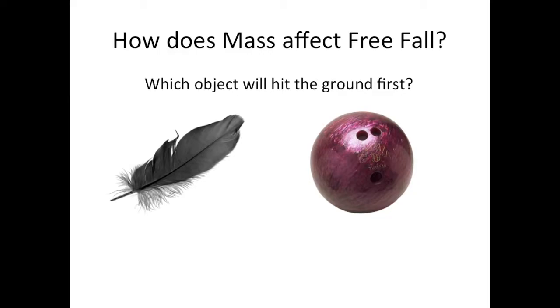So real quick, let's ask ourselves a question. Which of these two objects would hit the ground first, a feather or a bowling ball? Yes, a feather. Why is that? Take a second and think about it. Hopefully you said air resistance, and this is true. The air resistance acts on the feather, causing it to fall more slowly than the bowling ball.